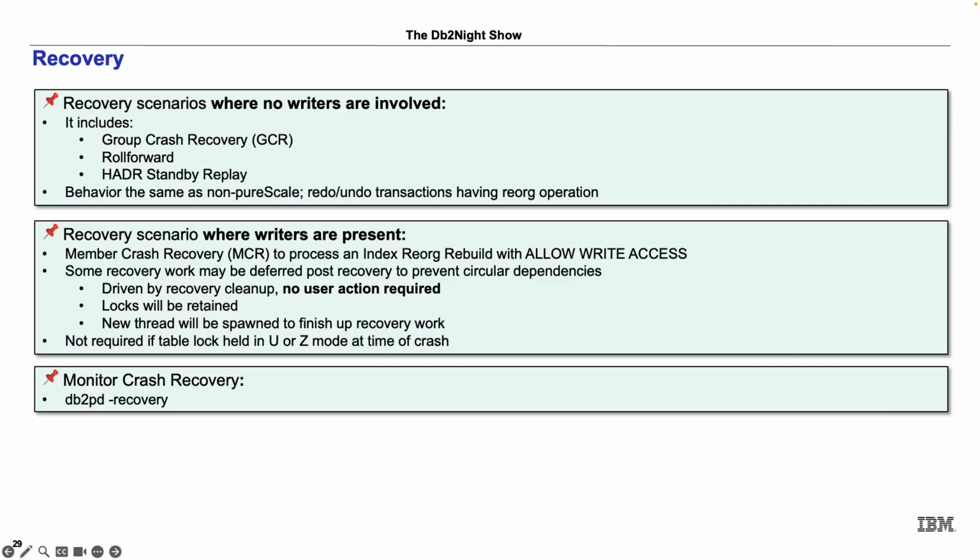And this work is not always needed in member crash recovery. It's only needed when the table lock is not held in U or Z mode at the time of the crash. So when the table lock is held in exclusive mode or in U mode, then we don't need to do this special handling because there's no risk of circular dependency, okay? So how to monitor it? db2pd -recovery. It will give you information about where we are in the recovery, okay?